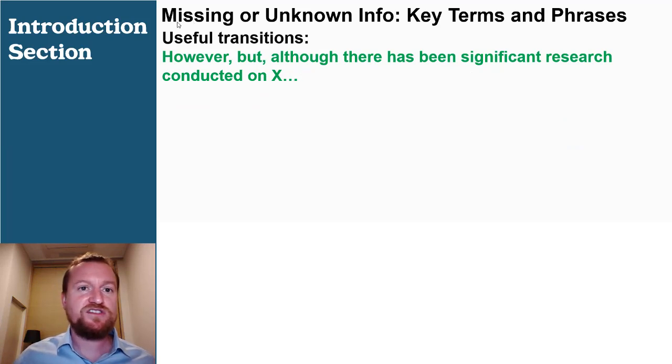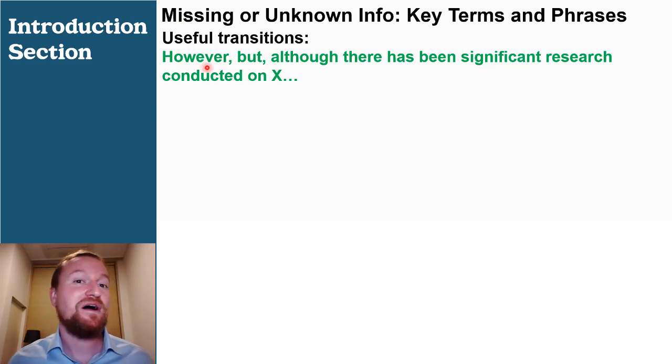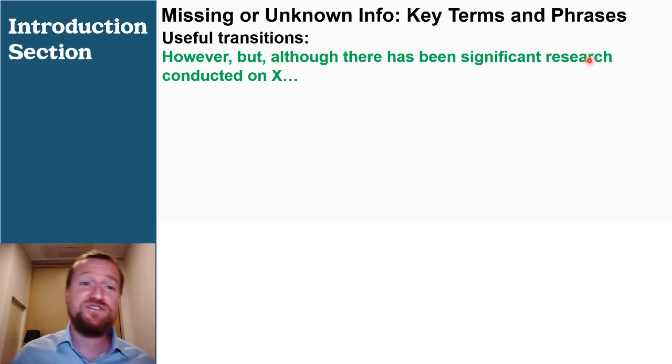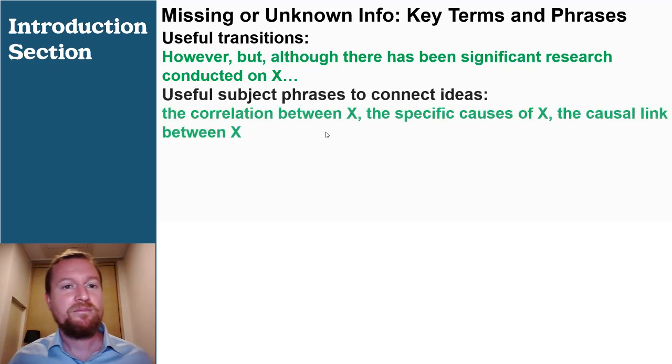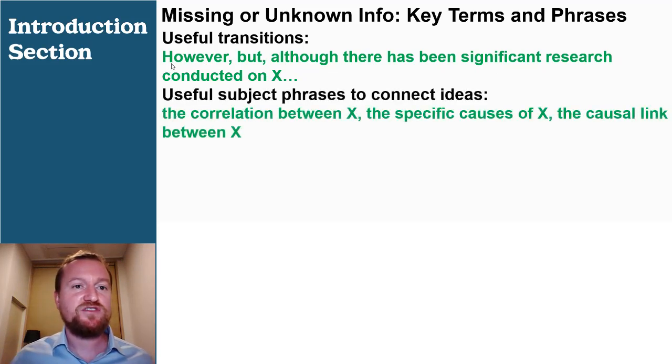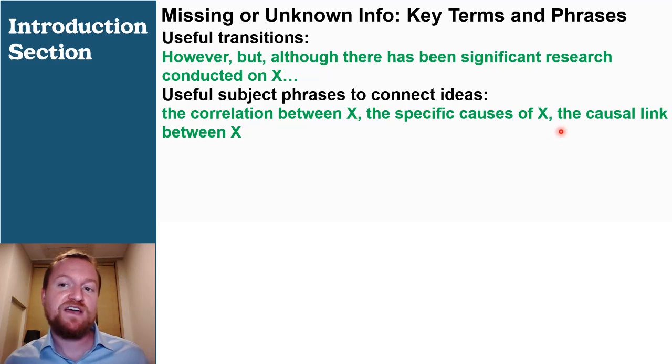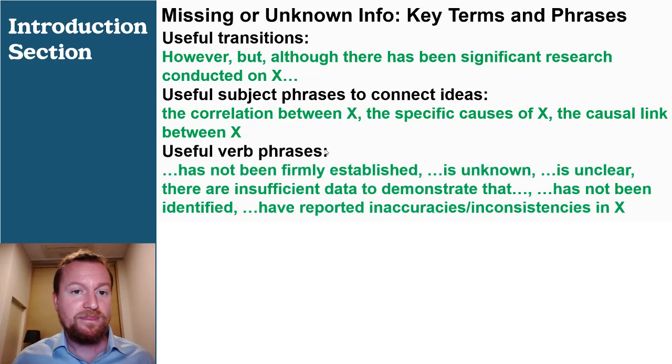Okay, next we can discuss missing or unknown information. These are just some transitions again. However, but, although there has been significant research conducted on X, and then next, so if this is part A, this is part B. So, however, the correlation between X, although there has been significant research conducted on X, the specific causes of X are unknown, etc. Okay, so however, the correlation between X and Y has not been firmly established.